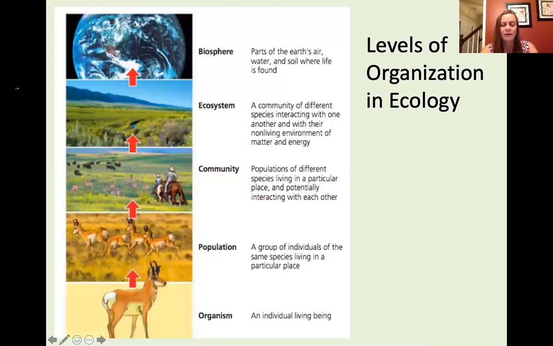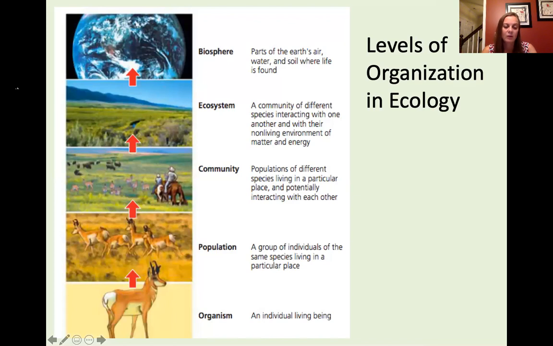When we talk about ecology, we tend to talk about levels of organization. The most basic level, well, when we get into biology, we go even lower than organisms, but we're not going to go down to the cell and cell component portion of biology. So for our purposes in environmental science, we're going to start with an organism. An organism is an individual living being.